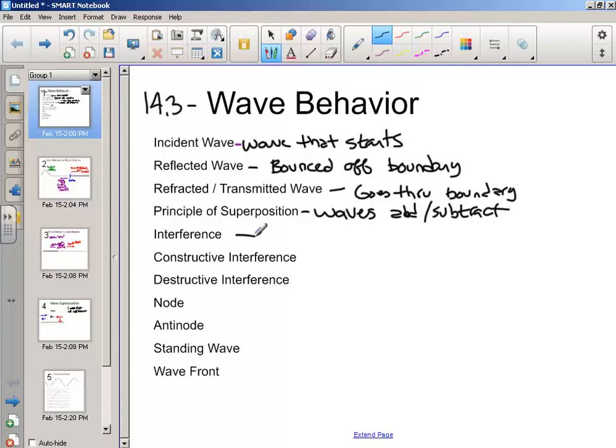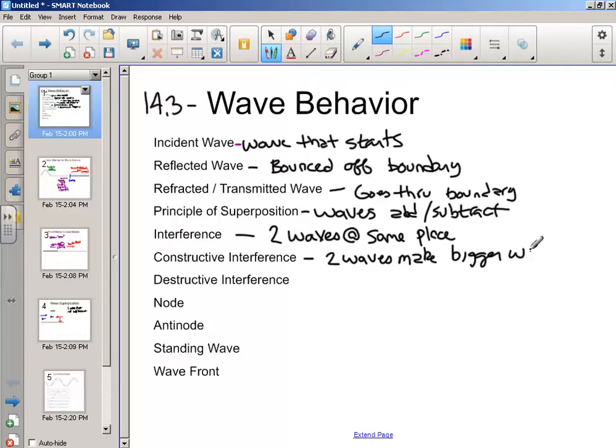Interference. That's when waves interfere. It's when they modify the other wave. Constructive, when they make a bigger wave. Destructive interference. Two waves make a smaller wave.